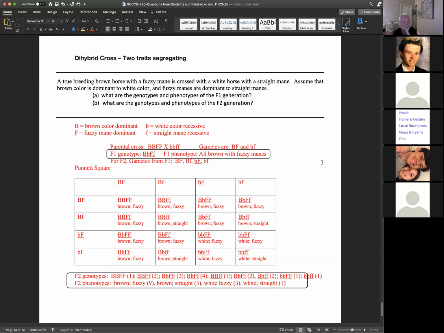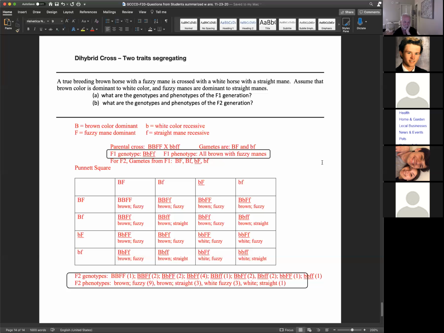Similarly with the white horse, since white is recessive, it must be homozygous recessive for color and for the mane. Therefore, we give it a small b, small b, small f, small f. And if you again do FOIL or however you work out your gametes, you'll find that it can only produce a little b, little f.